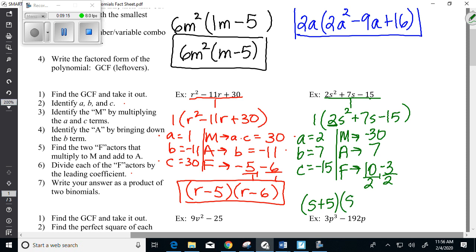So you have S minus 3 over 2, but we're not going to leave a factor with a fraction. So to take care of that, we take the denominator and we move it in front of the S. So our factored answer is S plus 5 and 2S minus 3. So that gives you your factored answer.